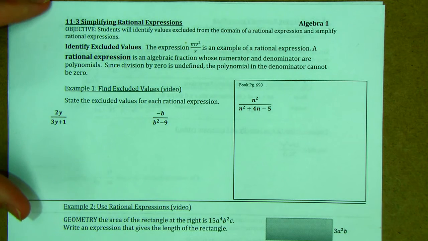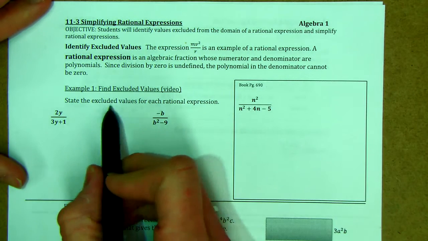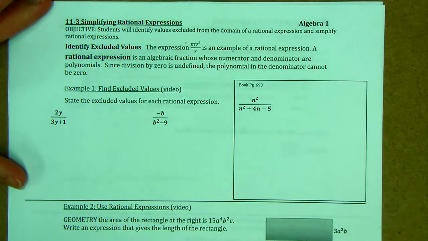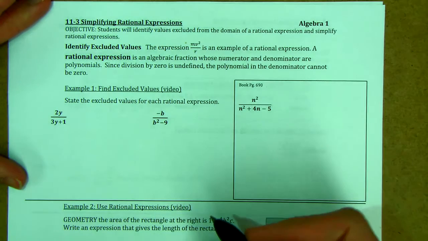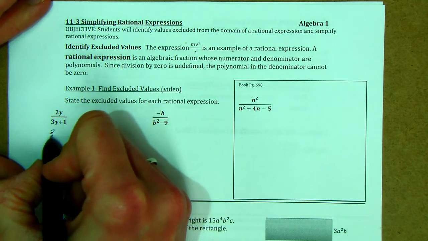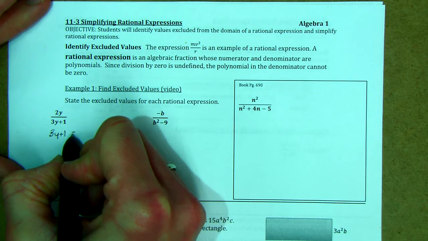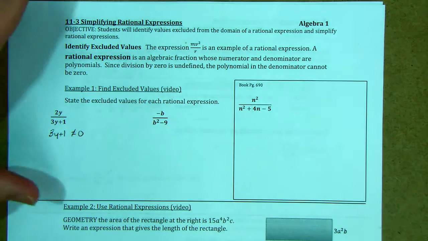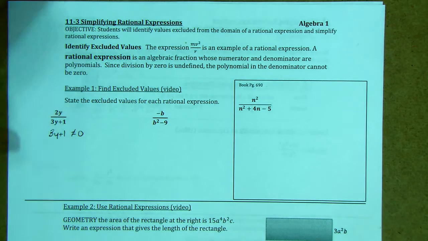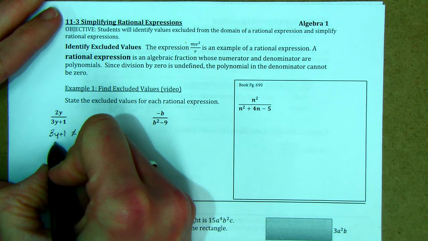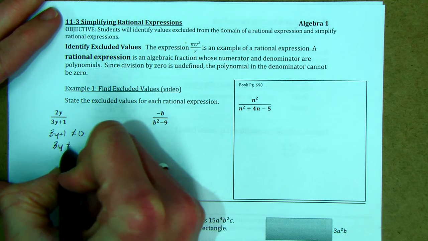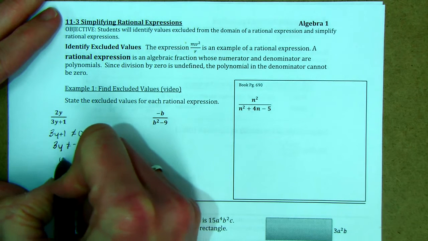So just like yesterday, we take the denominator, 3y plus 1, and we know that it cannot equal 0. So we solve it: 3y equals -1, and divide by 3, y cannot equal -1/3. Okay, y cannot be -1/3. That is our excluded value.